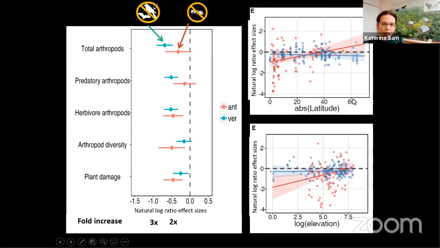And we observed the pattern to have a very steep increase along the latitude and along the elevation, with the effect being visible mostly in the lowest latitudes and the lowest elevations.